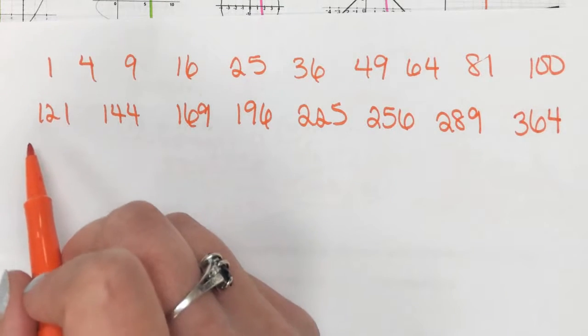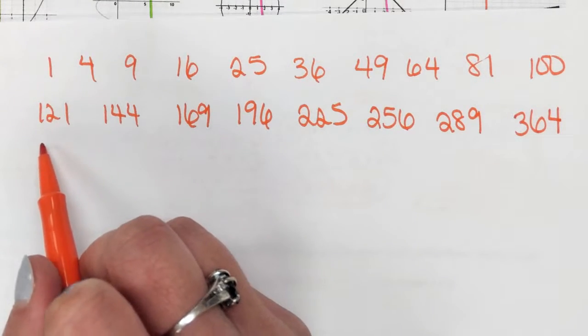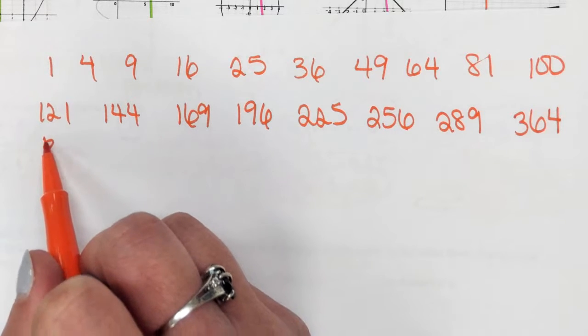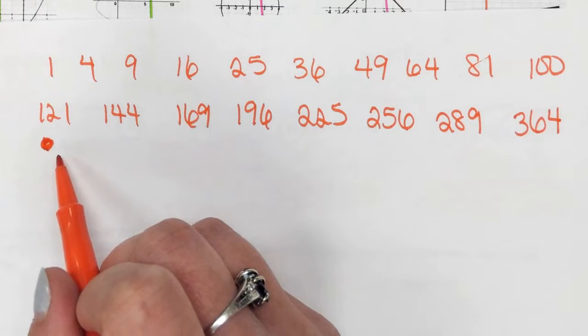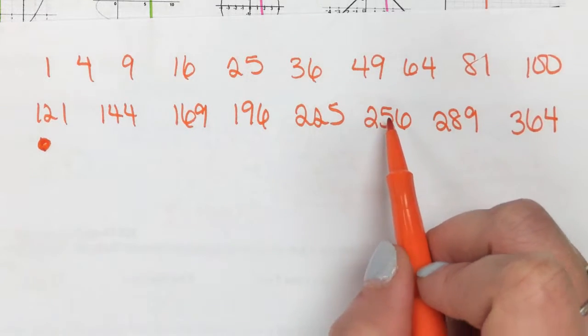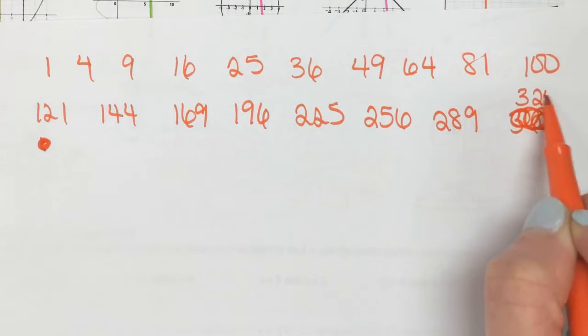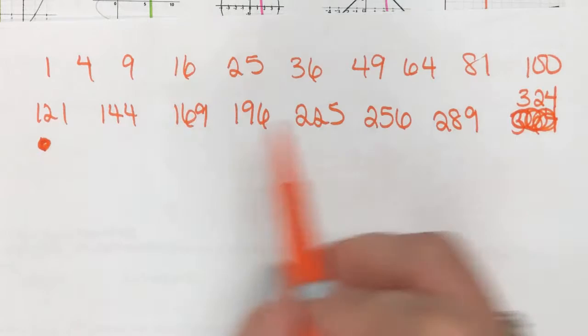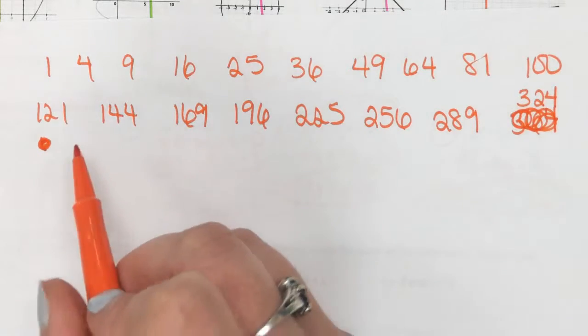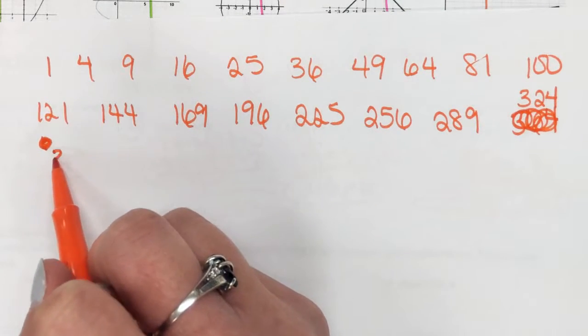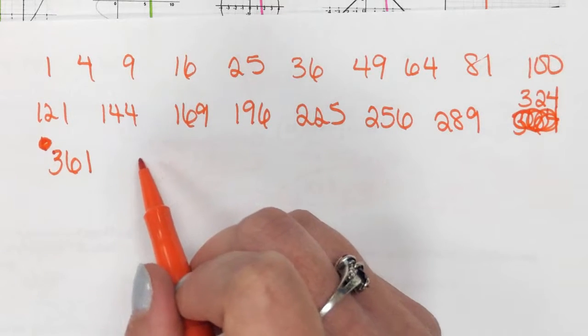364. Where are we at? 19 times 19. Fifth. Wait, no, 18, 384. Wait. Is it 324? Alright, I messed that one up. Sorry. Let's see. 16, 17, 18, 19. That's where I was getting the 6 from. Okay. Alright, 20 times 20.